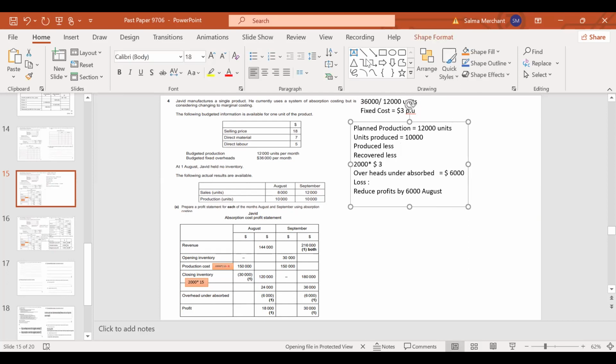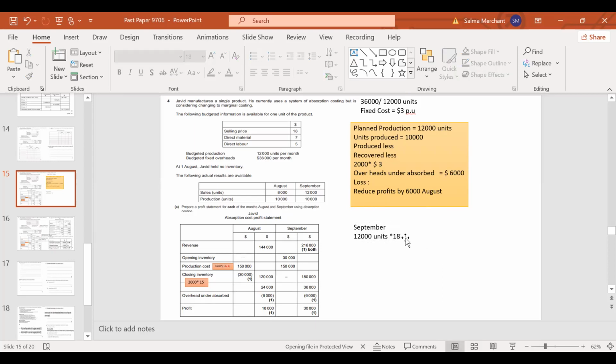Now we'll do for September. Come on, tell me, how will you start for September? You'll do 18 into 12,000. Your how many units are you selling? 12,000 units into 18. So that becomes the revenue, 216,000. Then opening inventory will be the same, 30,000. Last year's figure we will take.